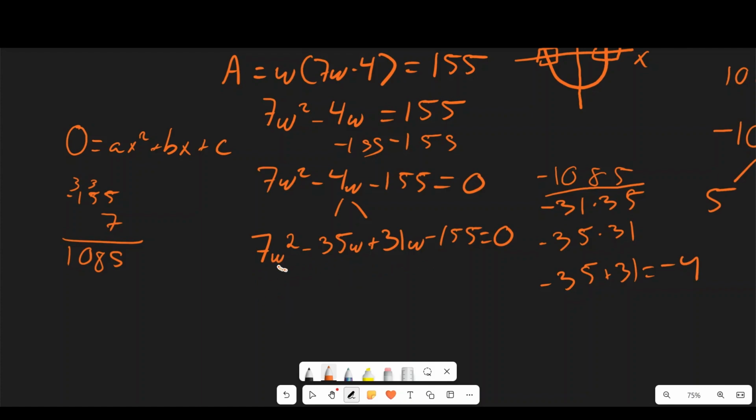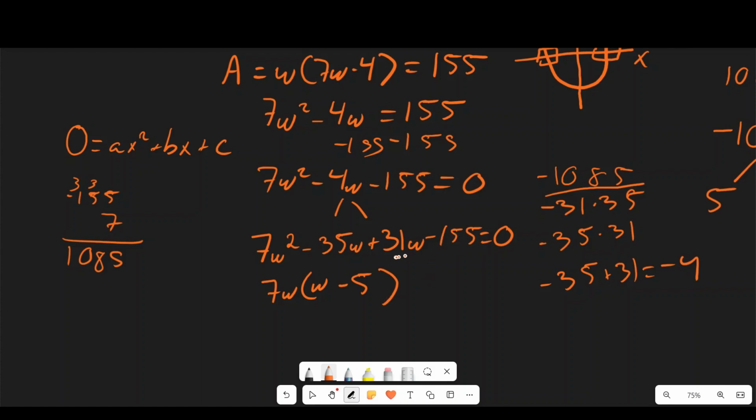So let's see, are there any common factors between these two? Well, yeah, there's a common factor between these two. 7 goes into that. We could basically have a common factor in these two of a 7w term, right? So we can have 7w, and then that would be times w minus 5, right? Because 7w times w would give us 7w squared, and 7w times minus 5 will give us minus 35.